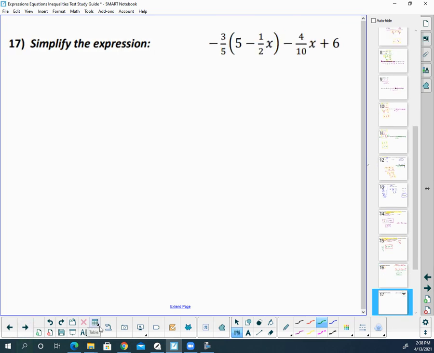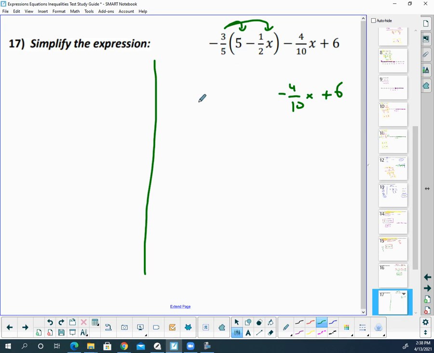Number 17 is another one where I've asked just to simplify. If I need scrap paper, I'm going to use the room over here. So let's see. I have to distribute these two terms, and then I'm going to end up bringing down -4/10 x plus 6.